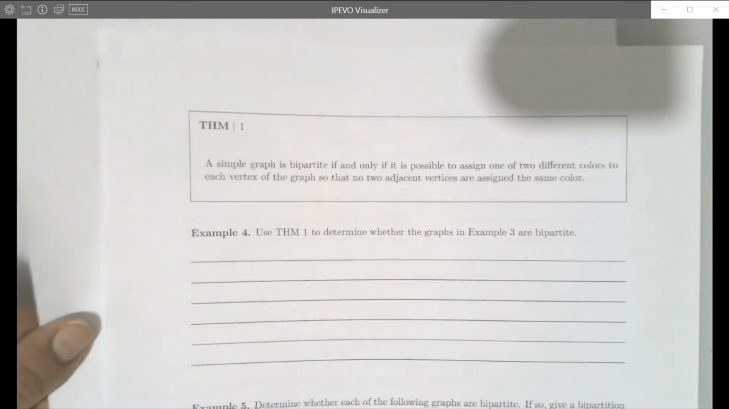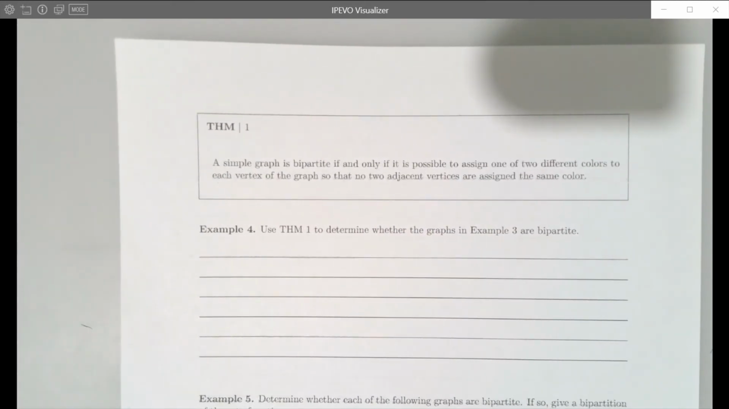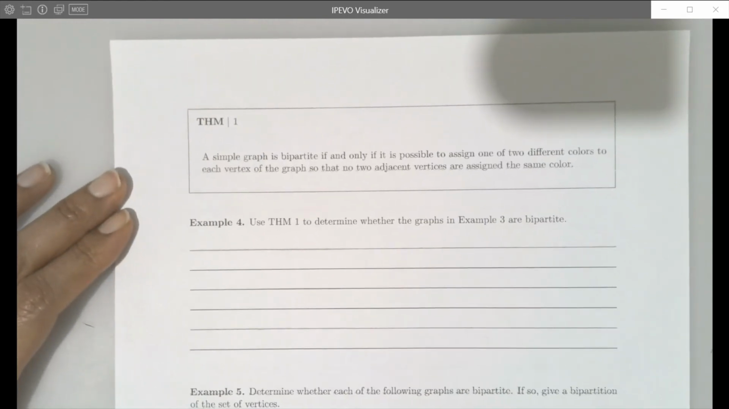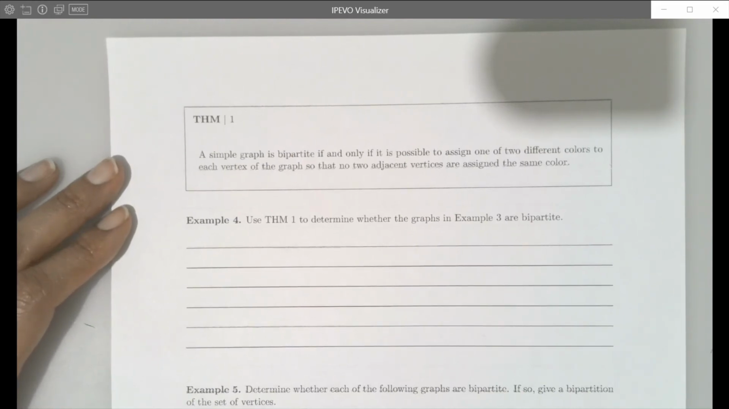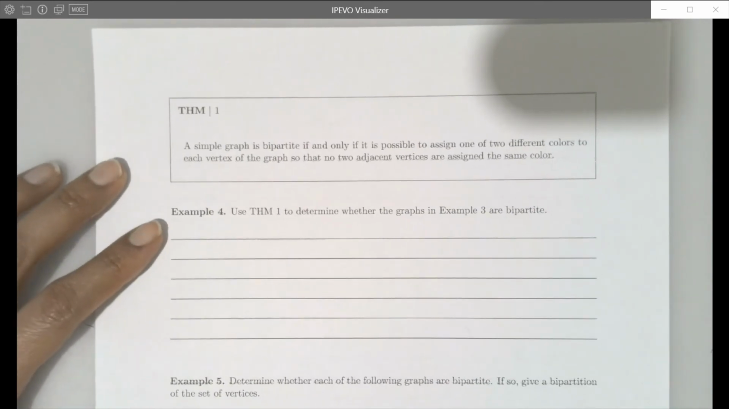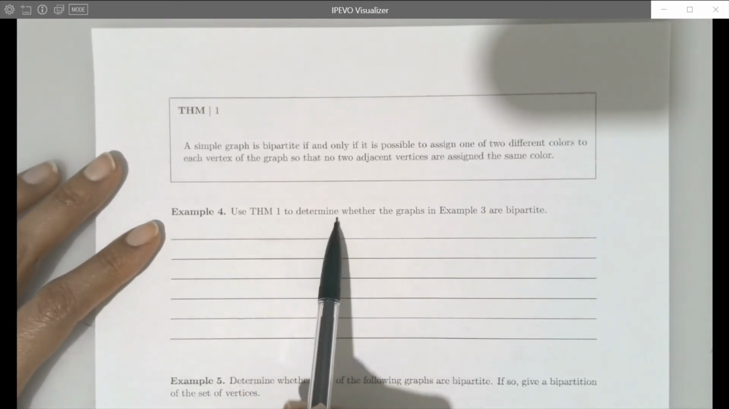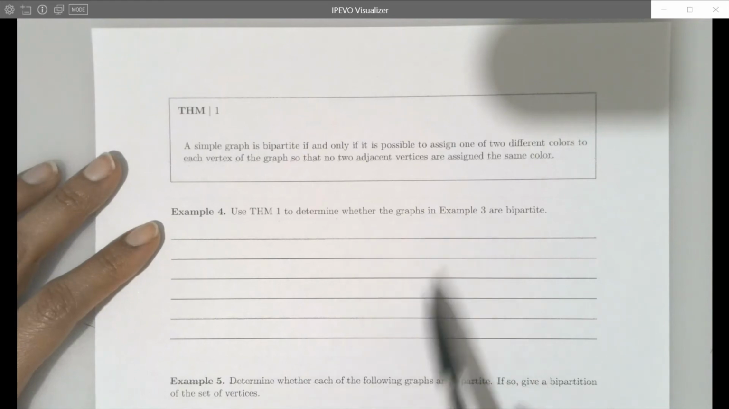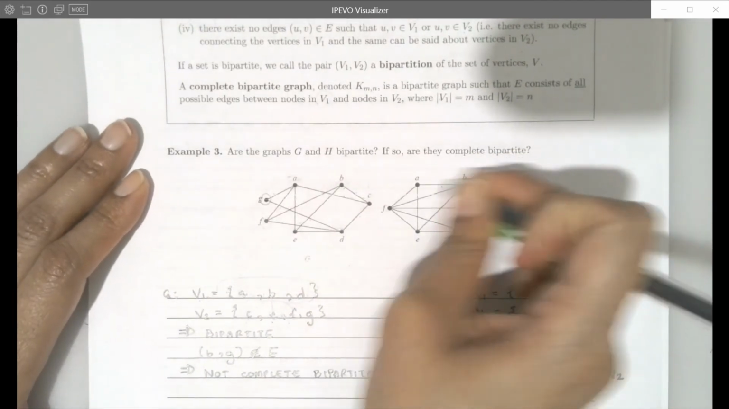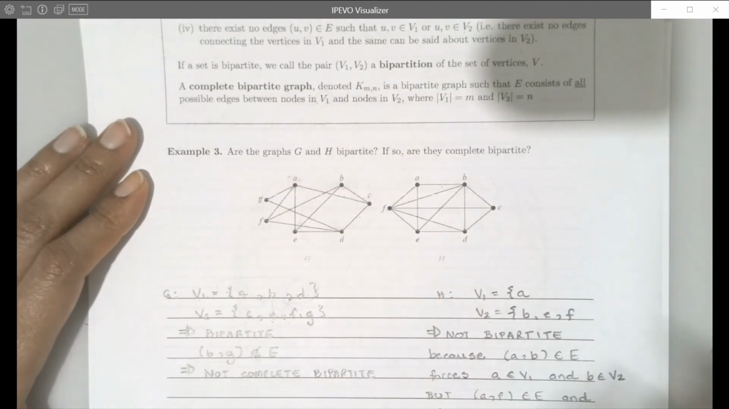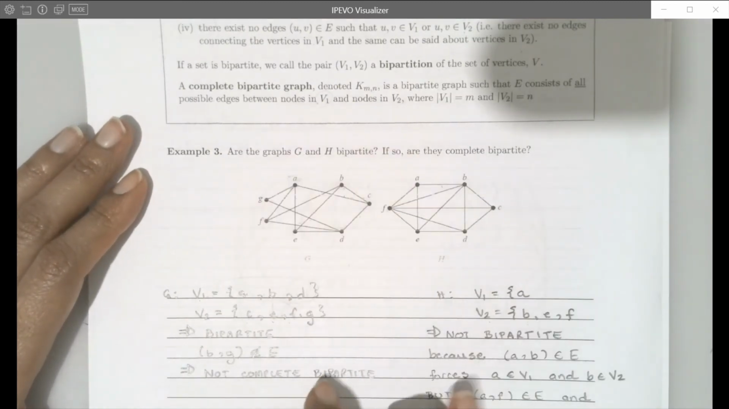Okay, we're going to take a look at a theorem now, theorem 1. It says a simple graph is bipartite if and only if it is possible to assign one of two different colors to each vertex of the graph so that no two adjacent vertices are assigned the same color. Okay. And then for example number 1, they want us to use theorem 1 to determine whether graphs in example 3 are bipartite. Okay, so we already know which one is bipartite and which one is not. So essentially what we're doing is just verifying the theorem against our results.